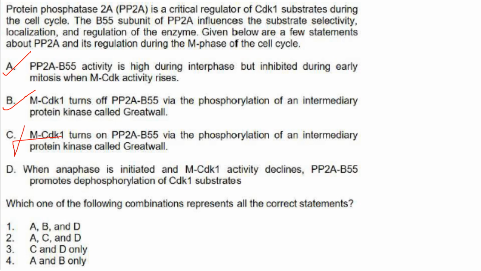When anaphase is initiated and M-CDK1 activity declines, PP2A-B55 promotes dephosphorylation of CDK1 substrates. That is also correct. I told you, because the Greatwall kinase activity reduces when M-CDK1 activity declines, and PP2A-B55 will be free and it will start dephosphorylation of CDK1 substrates because it is a phosphatase. So A, B, D are correct. Answer is option 1.